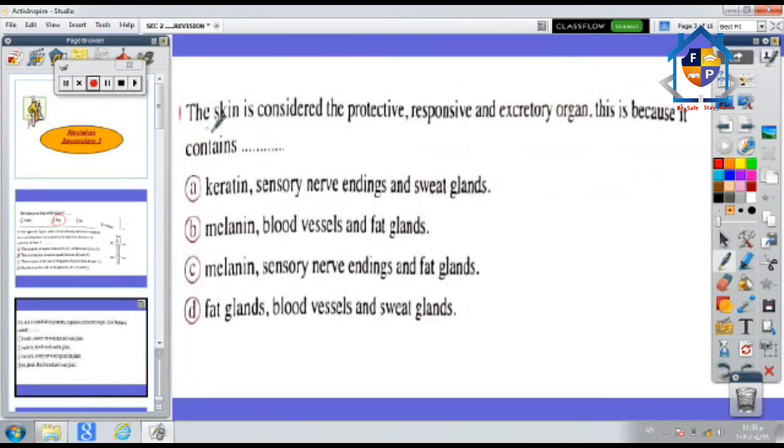Number 3. The skin is considered a protective, responsive, and excretory organ. This is because it contains... We know the skin is the largest organ in the human body, as it is responsible for protection, sensation, and excretion. Protection, as it contains keratin; responsive or sensation, because it contains sensory nerve endings; and excretory organ, as it contains a large number of sweat glands. So we choose answer number A.